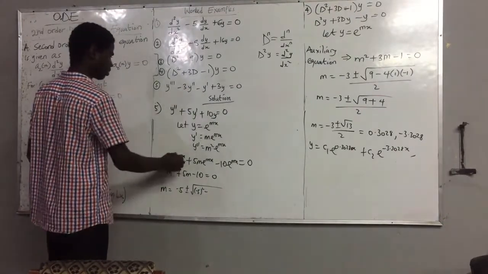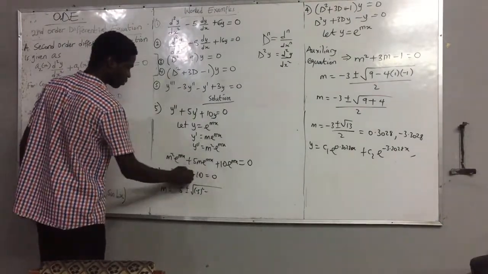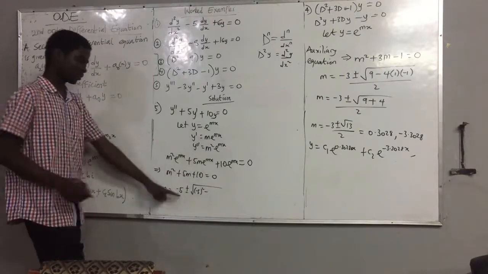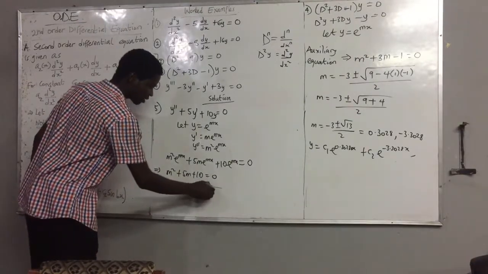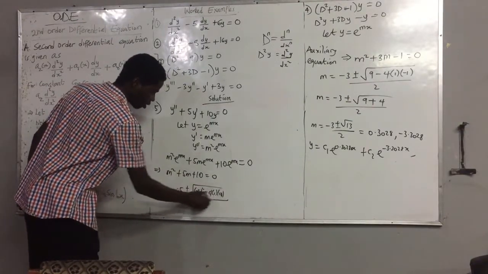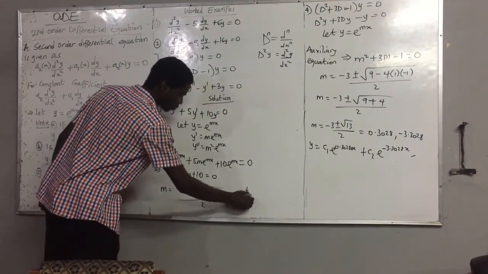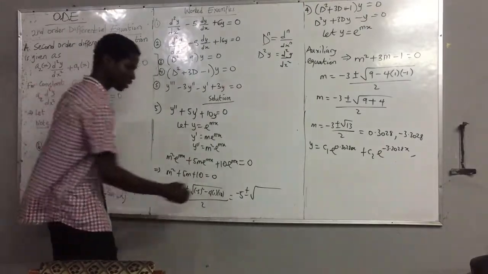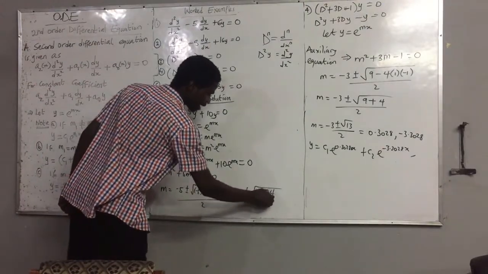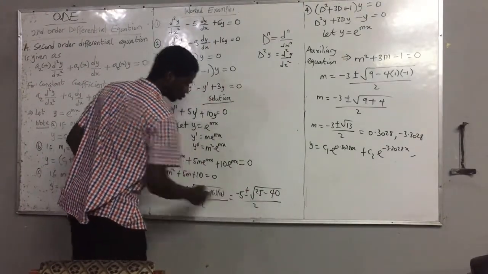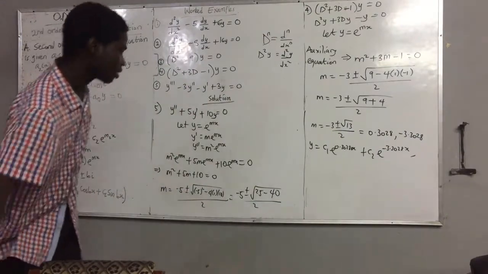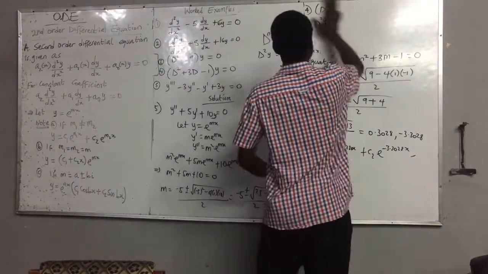No, let this one be plus. So please let this one be plus. So if this one is plus, then minus 4, a is 1, c is 10, all over 2a. So this is minus 5 plus or minus square root of minus 5 squared, which is 25, 25 minus 40, all over 2. 25 minus 40 is what? Minus 15.